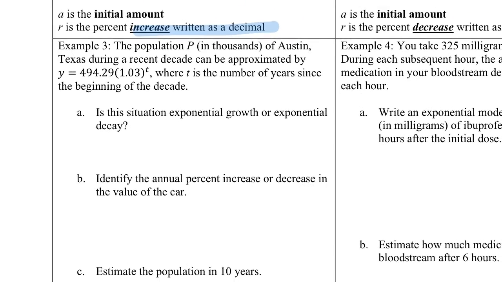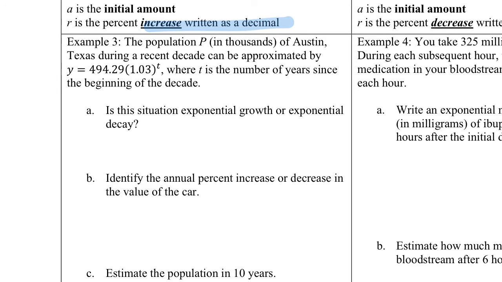So example 3. The population P in thousands of Austin, Texas during a recent decade can be approximated by y equals 494.29 times 1.03 to the t, where t is the number of years since the beginning of the decade. So letter A, is this situation exponential growth or exponential decay?